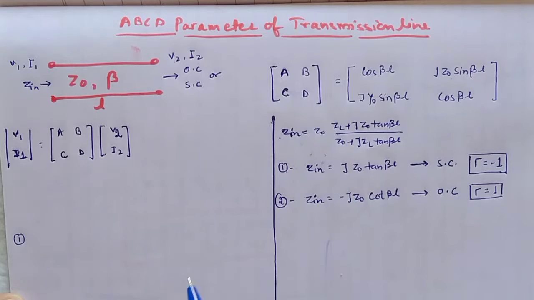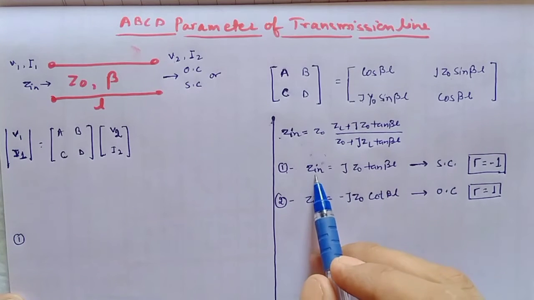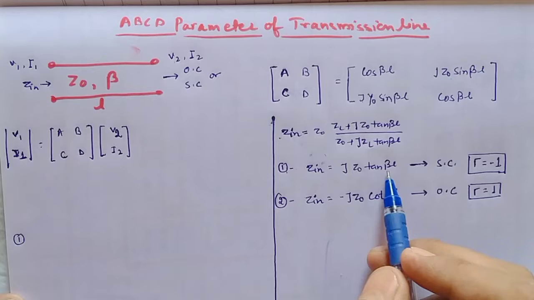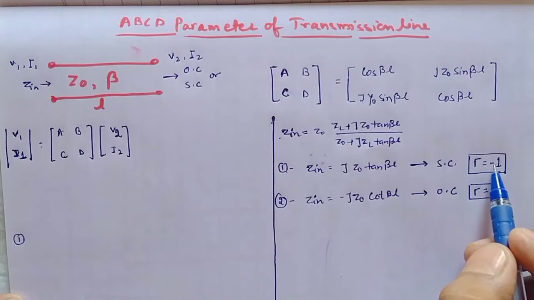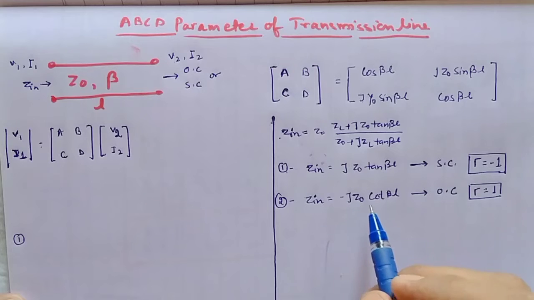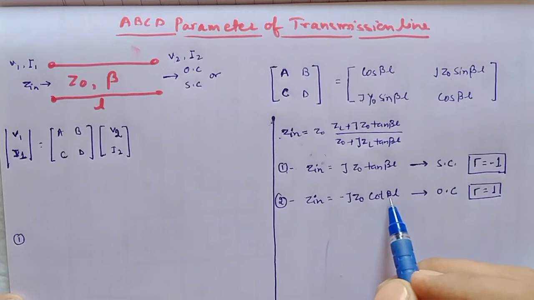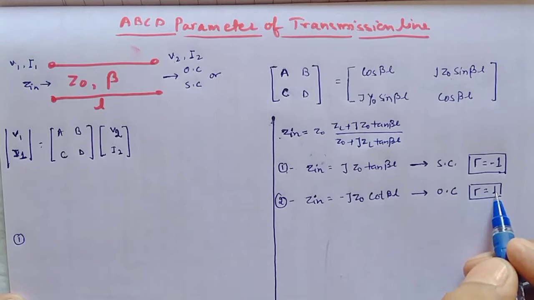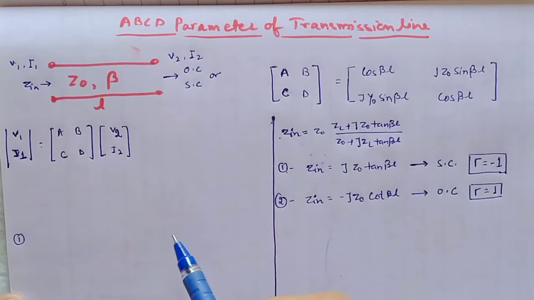I will get these two conditions. So for short circuit, my input impedance will be jZ0 tan beta L and the reflection coefficient gamma will be -1. And the input impedance for an open circuit transmission line will be minus jZ0 cot beta L and the reflection coefficient will be 1. These two conditions I will use while deriving the ABCD parameter of a lossless transmission line.